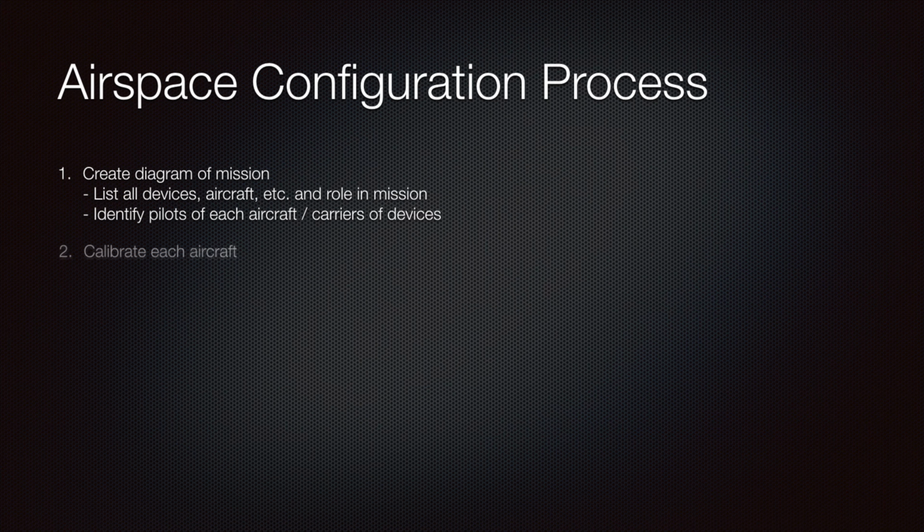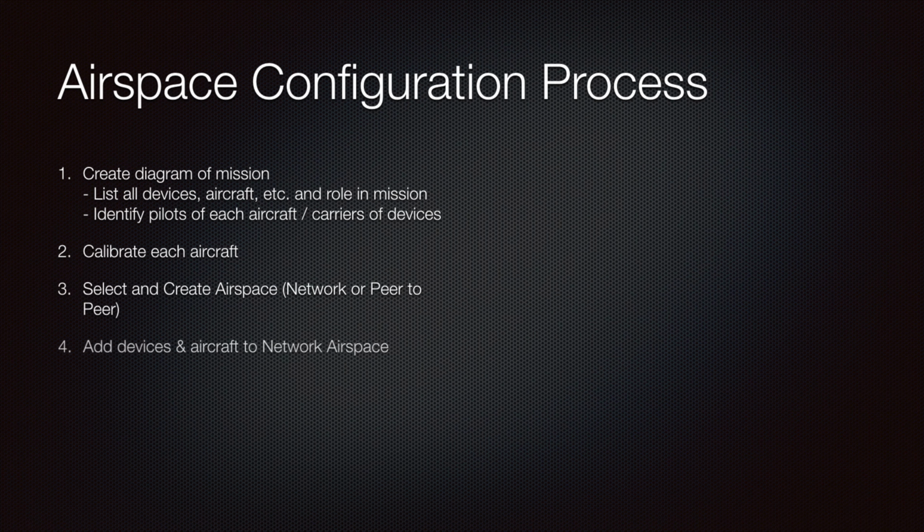Next, you will want to ensure that your quadcopter is flight ready by checking your hardware, doing the compass calibration, and checking the camera settings, memory card space, etc. You can do this after you create your airspace as well. You'll next want to select and create the airspace, whether it's network or peer-to-peer, and add the devices, which will also add their connected aircraft.